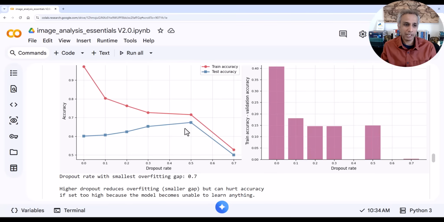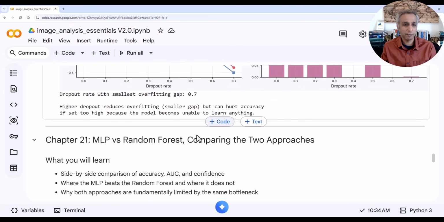This is probably not a bad spot. You're getting decent accuracy of about 67%-ish or so. And the dropout rate is 0.5, and the difference between training and testing is not that much. So this is fine. So this is what I would actually pick. I hope you're still learning something from these.